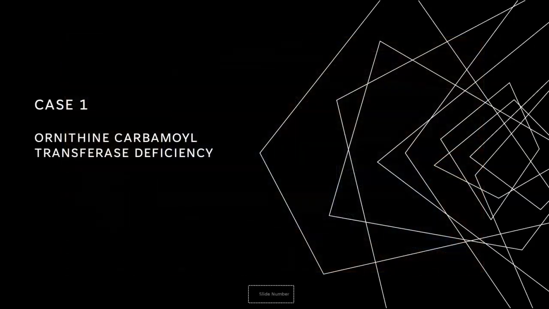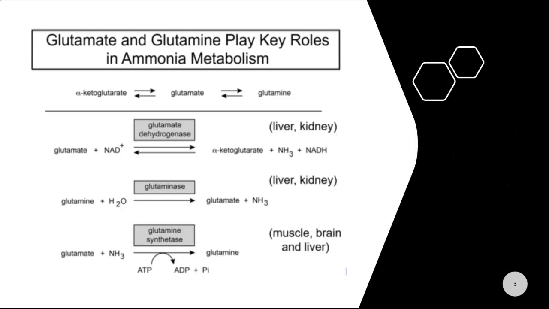Today we'll be looking at two cases. The first case is ornithine carbamoyl transferase deficiency. This case looks at an infant with elevated levels of ammonia and orotic acid. Ammonia is a toxic byproduct of amino acid metabolism.